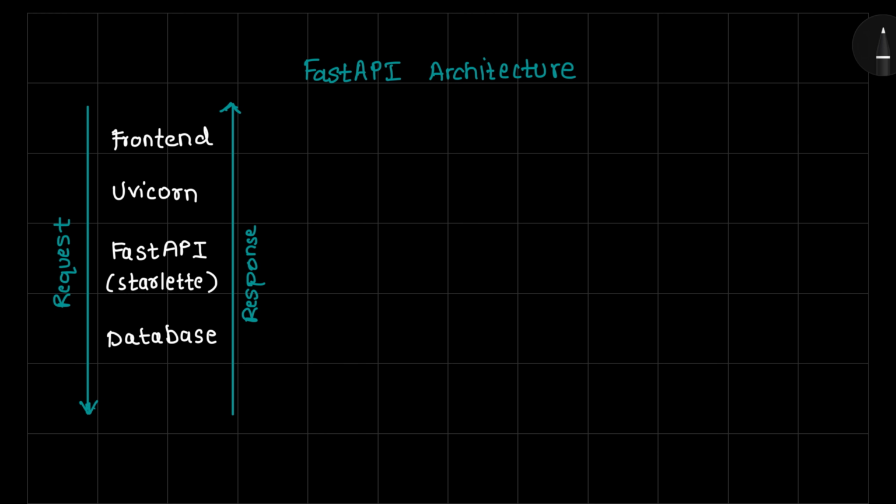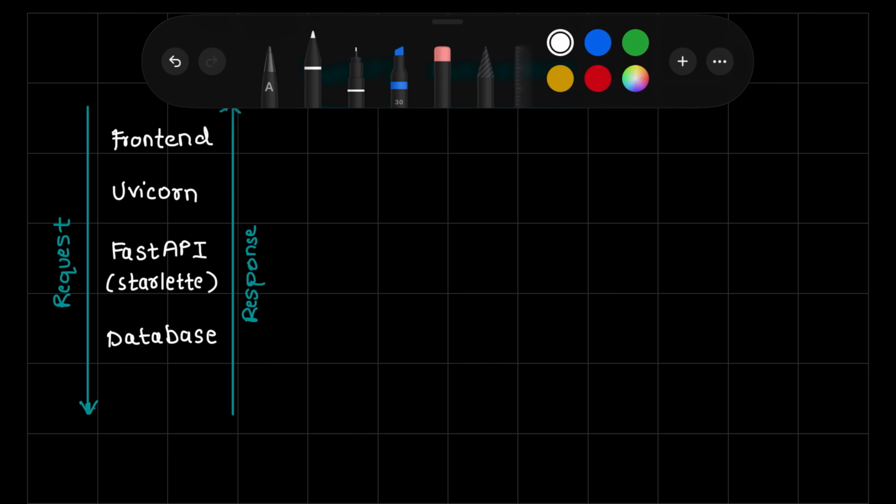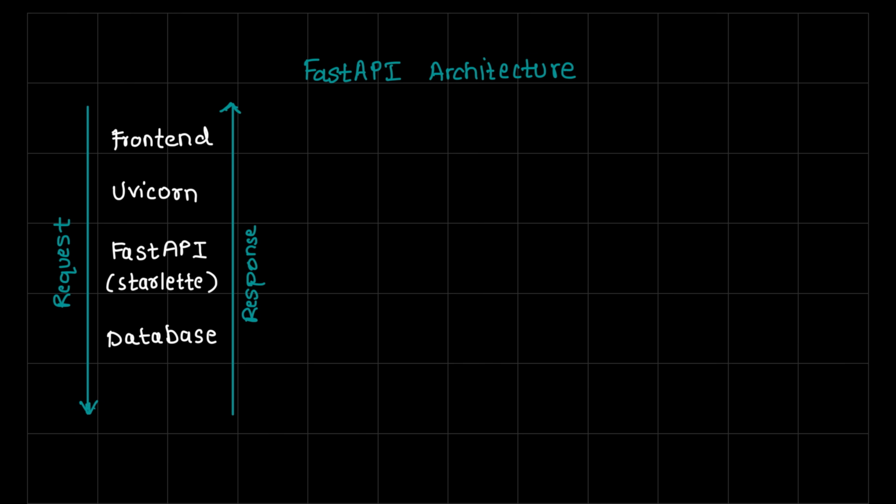You can see the block diagram I have drawn on the left hand side. The block diagram has a total of four components. First is your front end. Second is Uvicorn, the Uvicorn server that is used in the FastAPI architecture. Third one is your actual FastAPI, which internally uses Starlette as another framework. And at last your database is there.